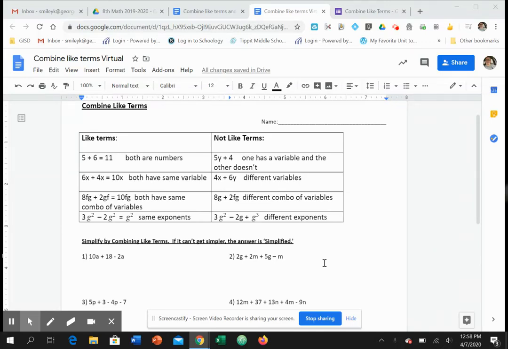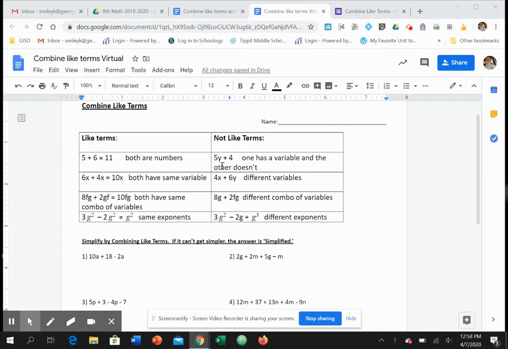Hi everyone. Today we are going to combine like terms. We've done this before earlier in the year. We're going to bring it back up because this is going to be one of the first things you see in algebra next year. So if they both look the same, like 5 plus 6 equals 11, they're both numbers. So you can add them together just like what you've been taught your entire life.